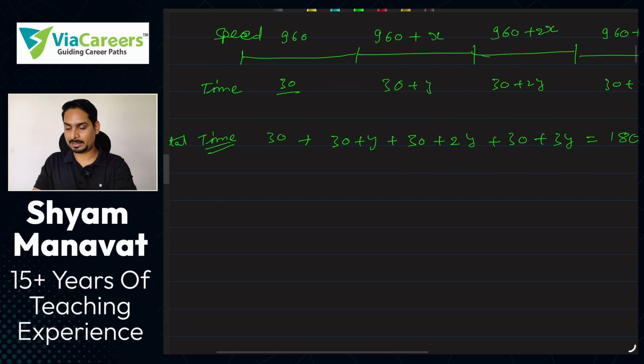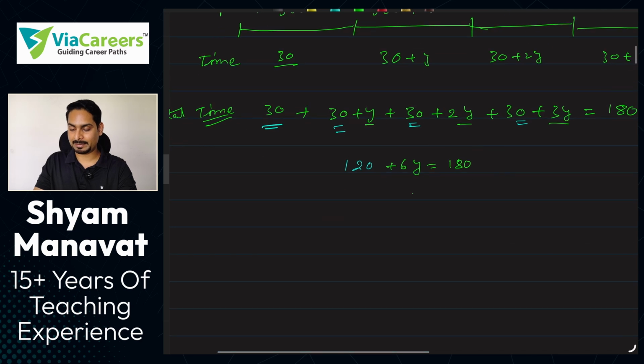Now, if you add all of them, here you have 30 plus 30 plus 30 plus 30, which is 4 times 30, that is 120. And then you also have y plus 2y plus 3y, which is 6y. That is equal to 180. Can we find out the value of y here?